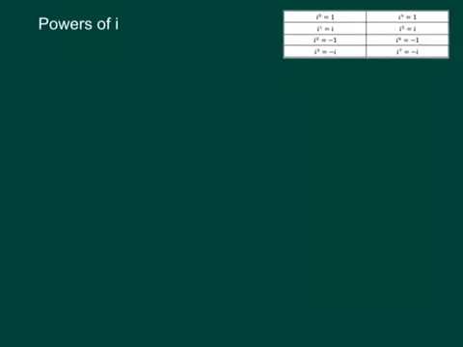Since this cycle repeats every 4 exponents, that means that every exponent that's divisible by 4, for example 12, will be equal to 1, what i to the 4th is equal to. i to the 32nd, which is 4 times 8, is divisible by 4, so that's equal to 1.